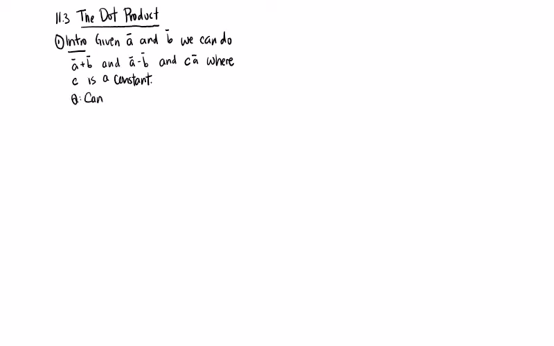So given vectors A and B, we can do things like A plus B and A minus B. And we can do something like cA, where c is a constant. But if you notice, we haven't said anything about multiplying vectors. So the question is, can we multiply vectors?